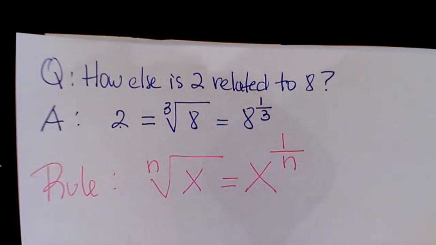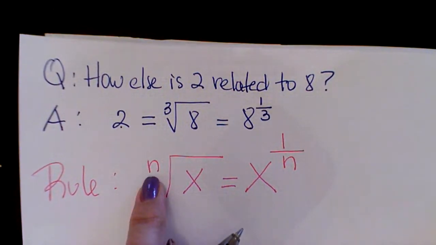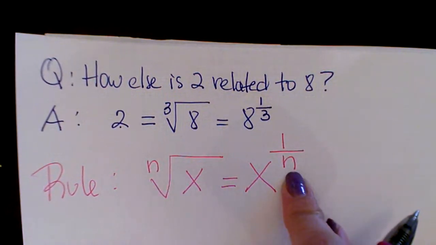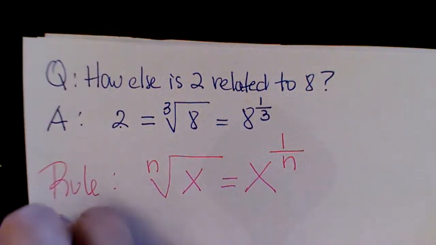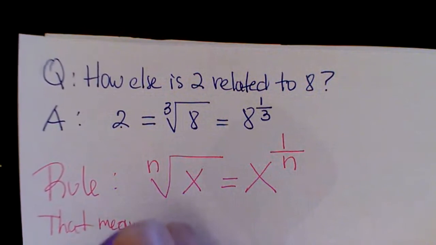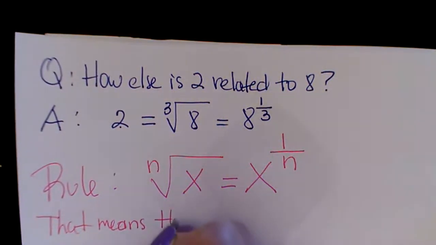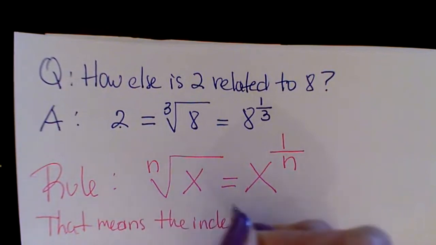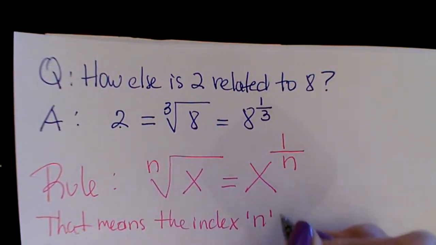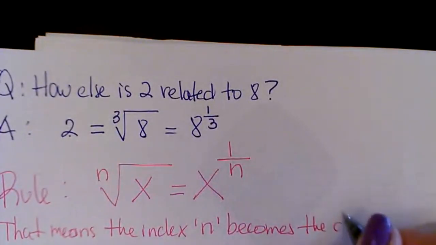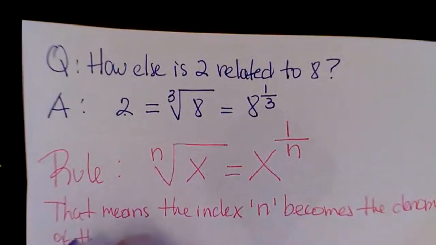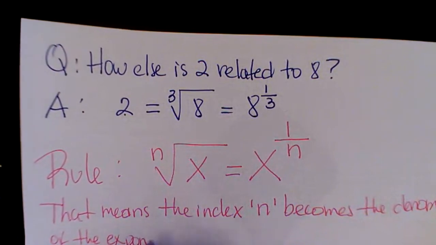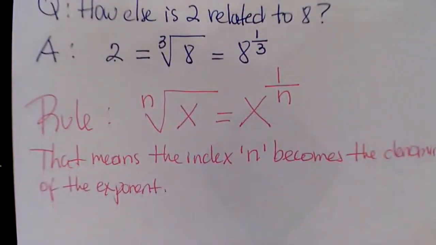Here's the rule. That means that the index, which is n, becomes what? The denominator of the exponent. All right? That's the rule.